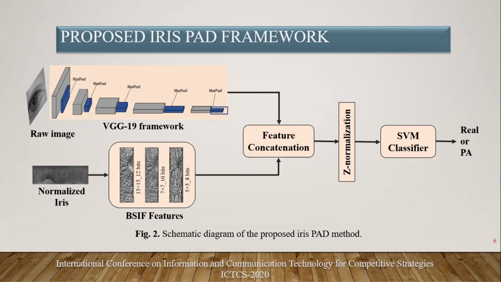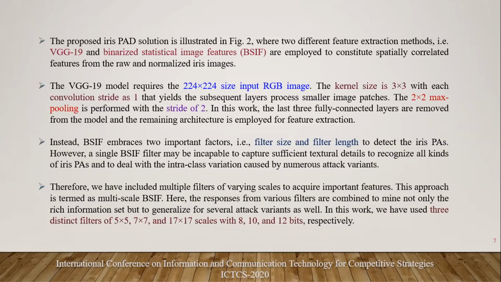The VGG19 framework that we are using here requires the image to be of size 224x224. So first we downsample the image and then we feed it to the model. And the BSIF filters that we are using have scales of 5x5, 7x7, and 17x17.